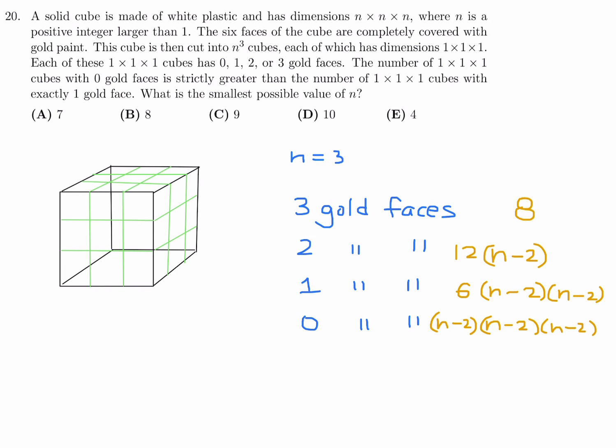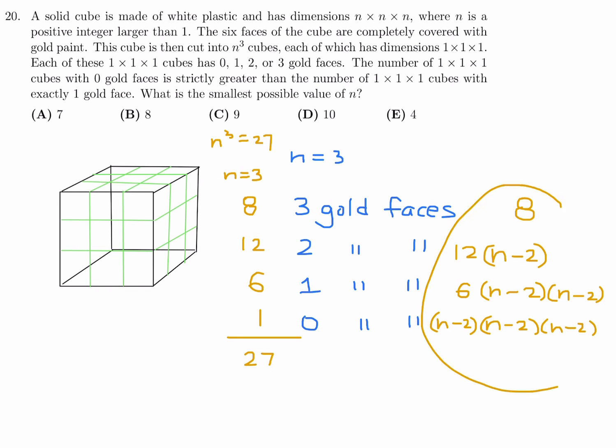So let's see, when n is 3, what happens? When n is 3, well, this number is always going to be 8. This number becomes 3 minus 2 is 1, so 12. 3 minus 2 is 1, so this is 6. And then this is just going to be 1. So add them all up, 27. Is n cubed equal to 27? It is. So as you can see, this all matches. If you can come up with this, you are set.